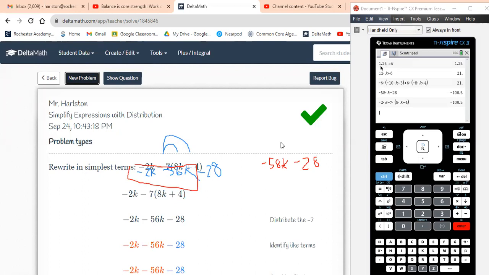I think that's enough. I think you guys have the idea, so I'm going to stop this and post it.